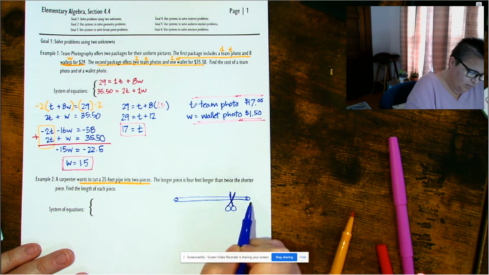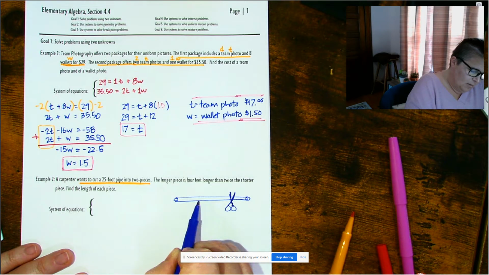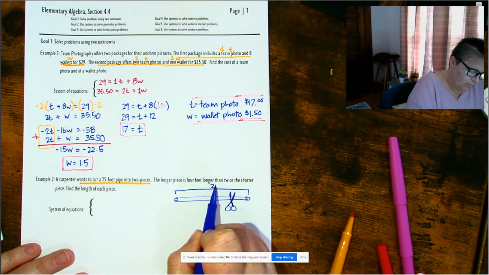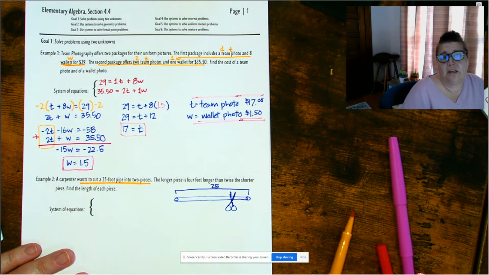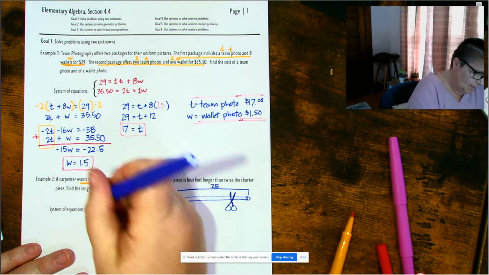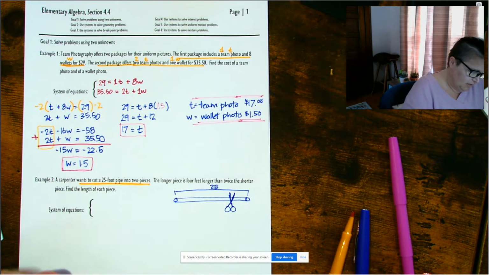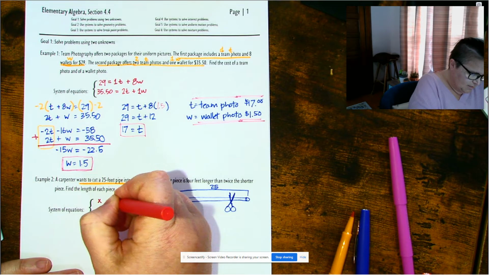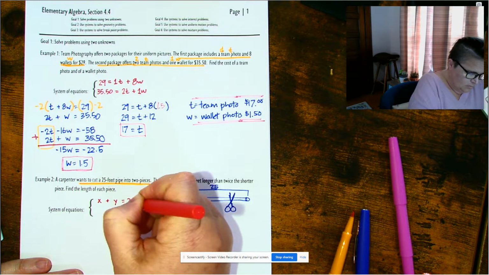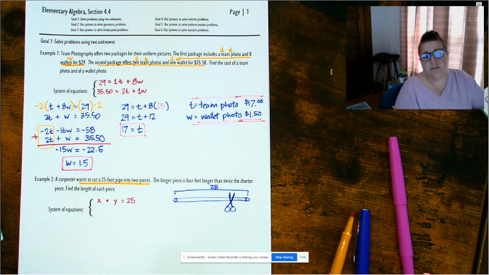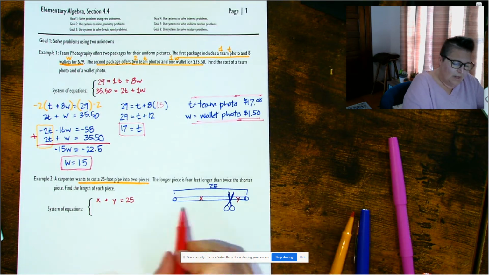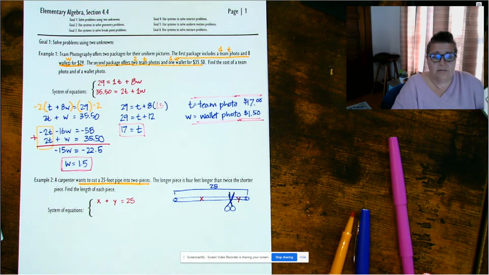I don't know the first part or the second part. But I know that these two have to add up to be 25. Now, there's nothing saying that that's exactly in the middle. That's why I purposefully pulled it over to one side. So this first sentence will represent an equation that says x plus y is equal to 25. Those two pieces have to add up to be 25.